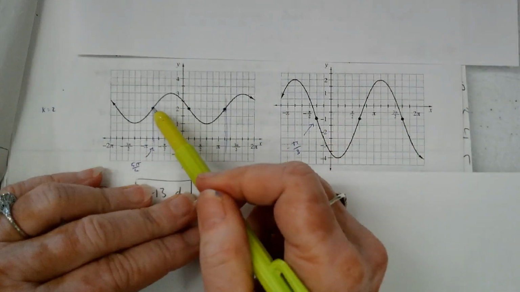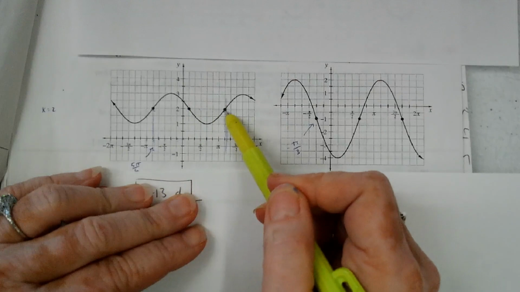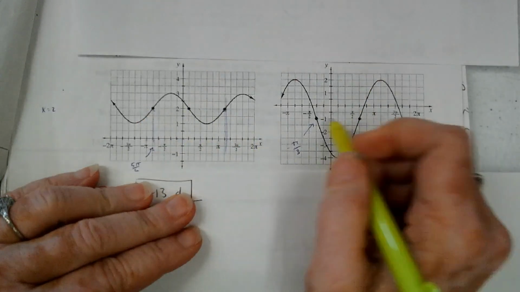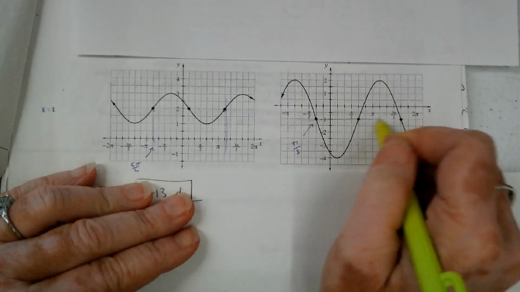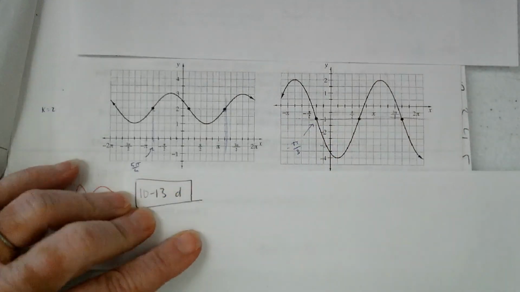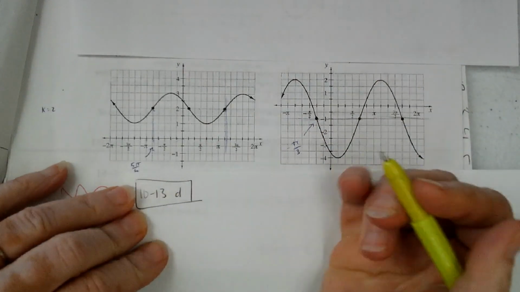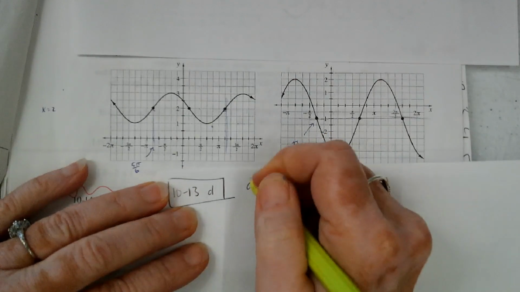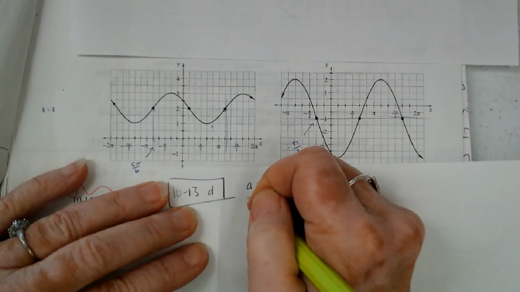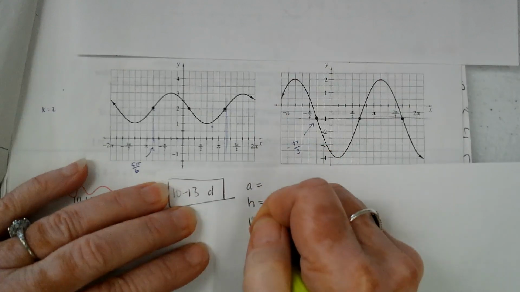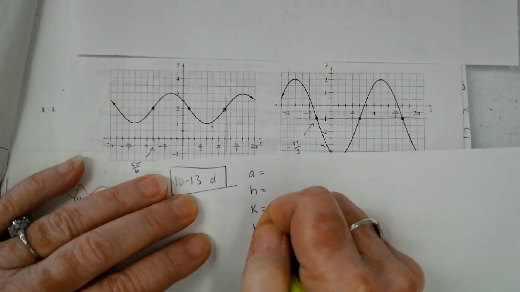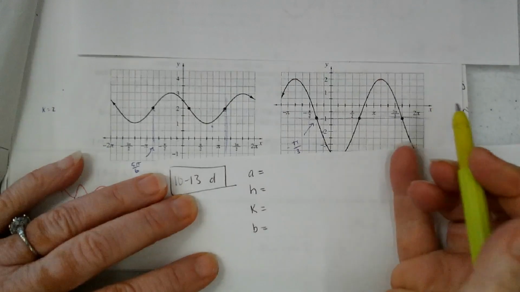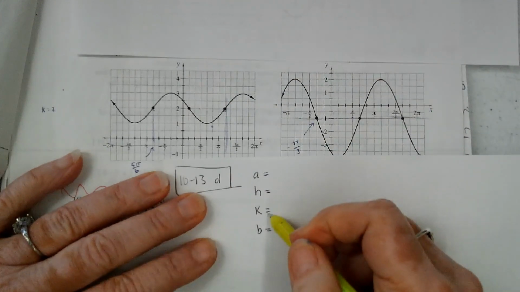In the other video, I was saying if I see 3 dots, I like to use a sine function rather than a cosine function. So this one, I'm going to think of this right here as the midline. Let's get all of our information. We want the amplitude, H, the horizontal shift, K, the vertical shift, and B would have something to do with the period. I want it to be a sine function.